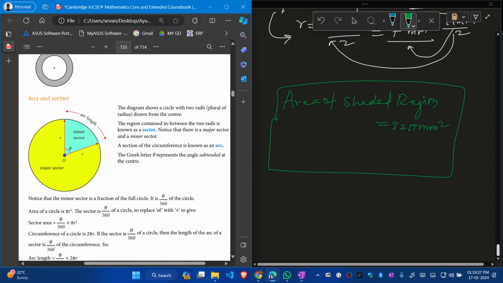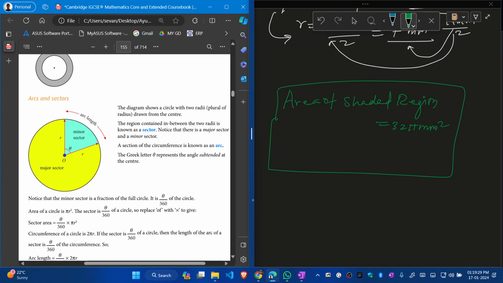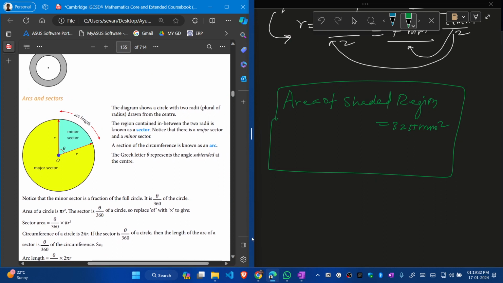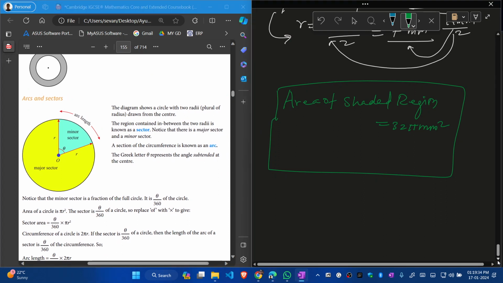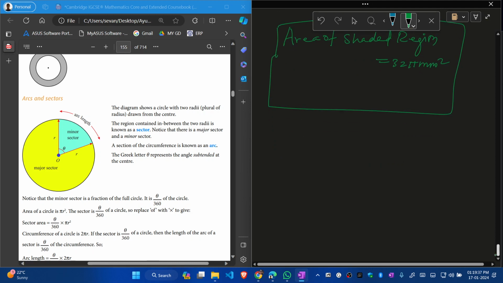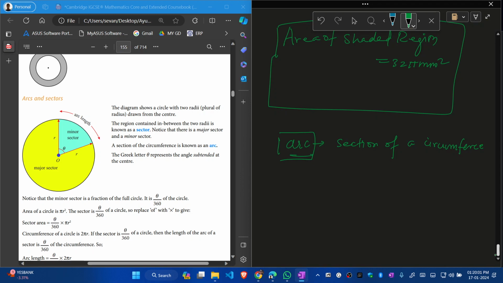Now we have to start with what is an arc and what is a sector. Have you studied these things in the last segment or something? So an arc is a section of a circumference. If you take any section, any part of the circumference, that will be known as an arc.